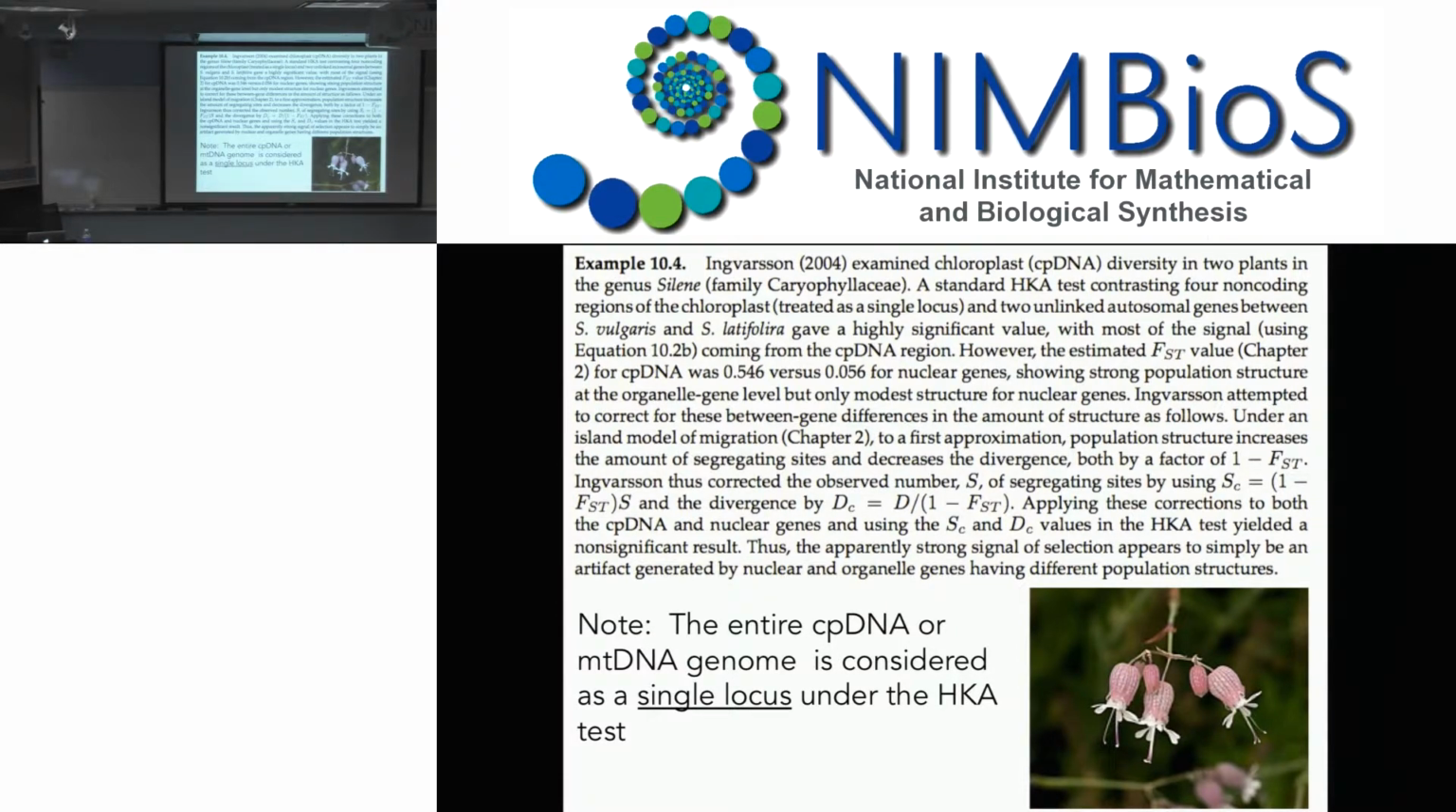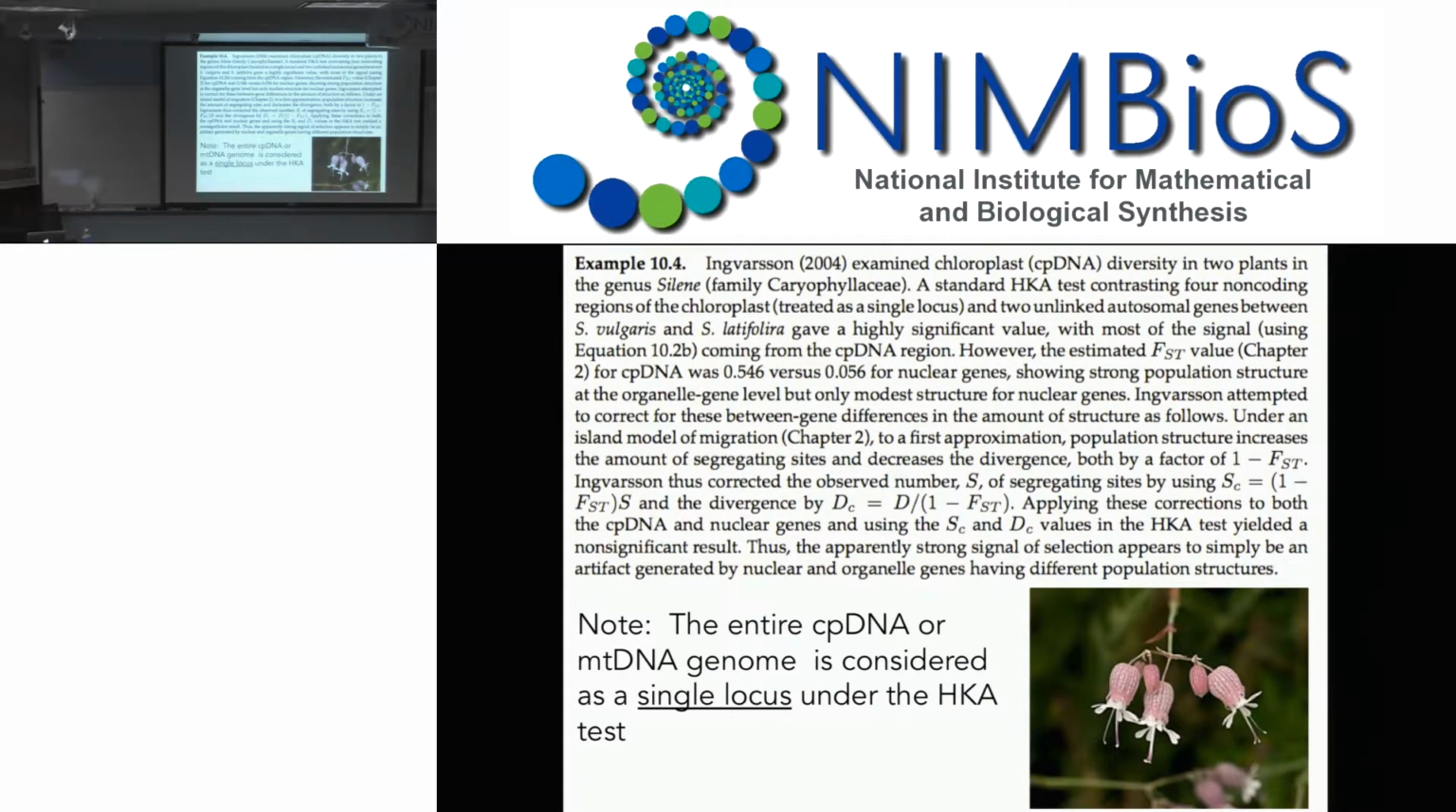Let me show you where you can have issues with this test. It's assuming unlinked loci. So if I look at a mitochondria or a chloroplast, that is a single locus, because all those sites are fully linked. So here's a nice study. Here's a lovely plant they were looking at.